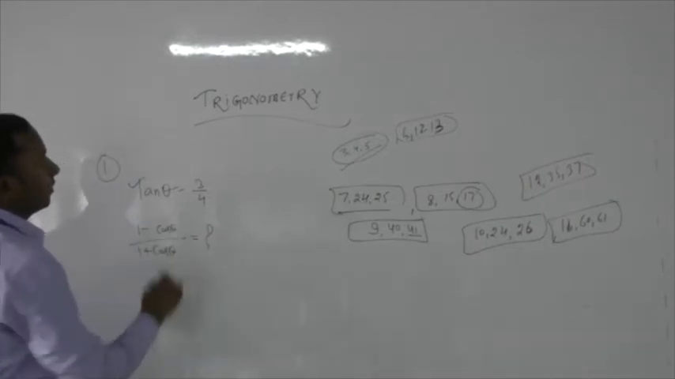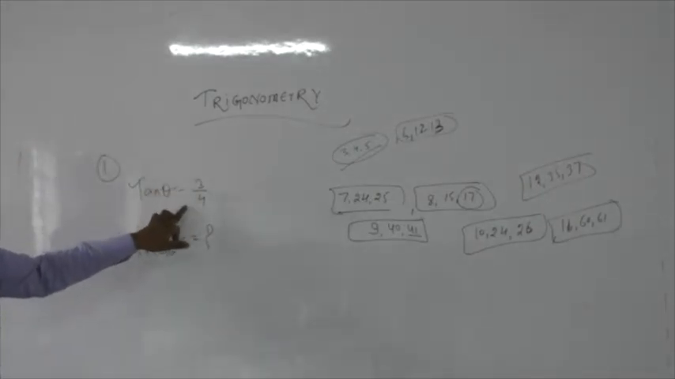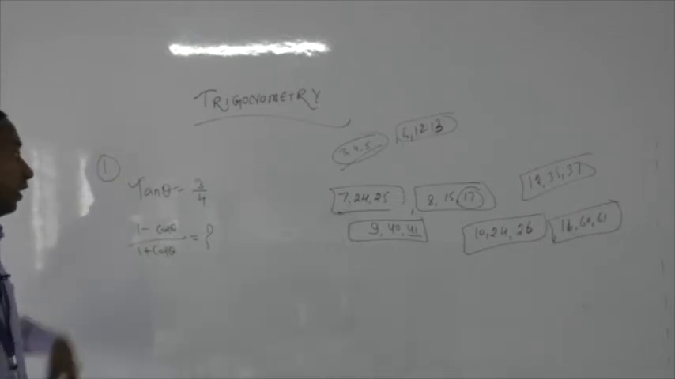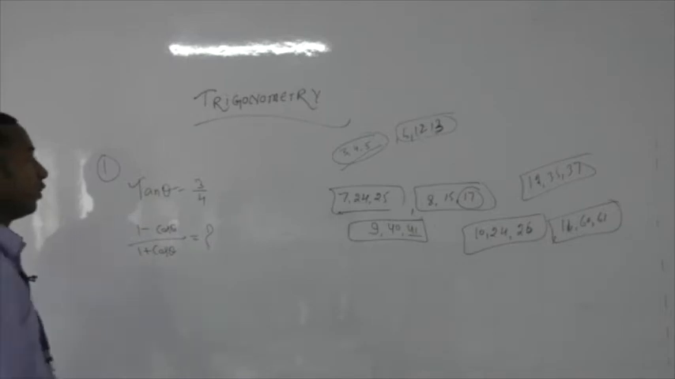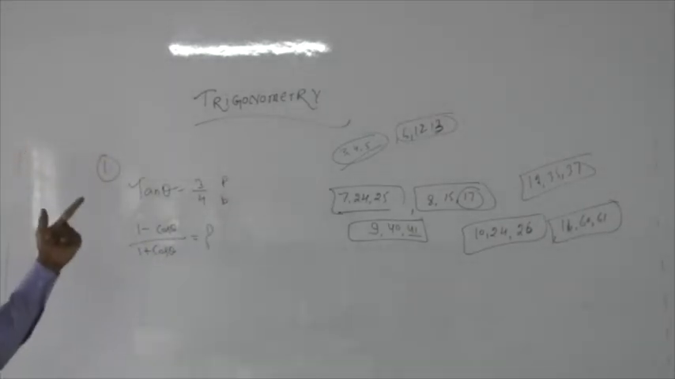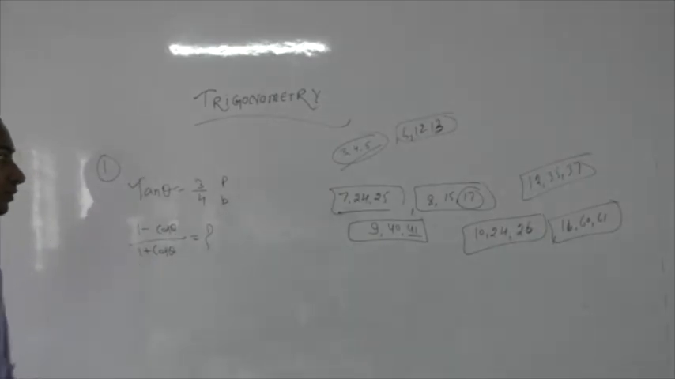This is the question. It is given to you tan theta is equal to 3 by 4 and you have to find the value of 1 minus cos theta divided by 1 plus cos theta. You know tan theta means perpendicular by base. So this is the perpendicular and this is the base. Now look at what is the missing side. Missing side is the hypotenuse.